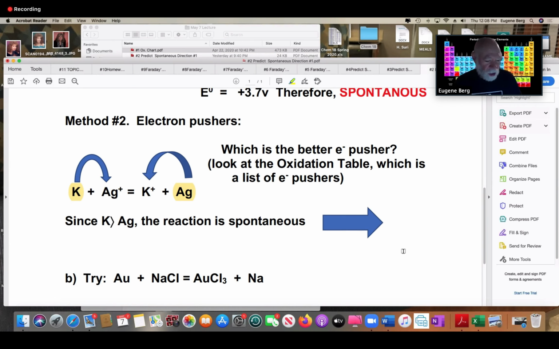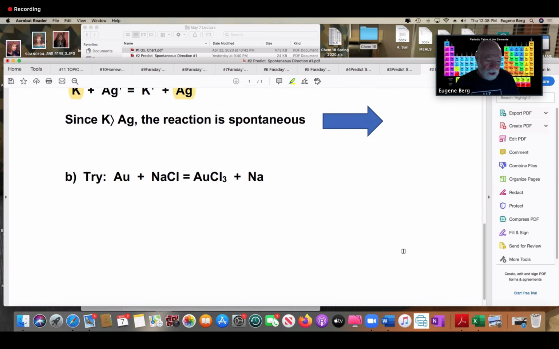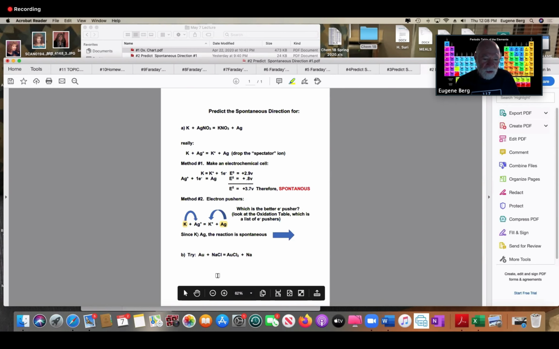So it seems to me step number one is, why don't you eliminate the spectator? And how do you tell which one's a spectator? If it looks the same on both sides, in other words, it's in a compound on both sides, it's probably going to be a spectator. So the gold goes from being alone to being a compound. It's going to be changing. Same thing on the sodium. So it looks like the chlorine must be the spectator. Okay, so you've had a chance to try that.